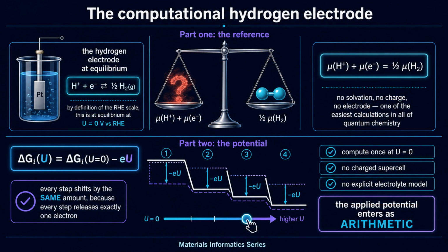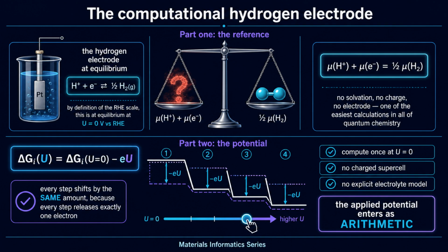That last observation is the whole idea. We never need the 2 chemical potentials separately, only their sum, and the sum has a reference system where it is trivially known. By definition of the reversible hydrogen electrode scale, at 0 volts, a proton plus an electron is in equilibrium with half a hydrogen molecule in the gas phase, so their chemical potentials are equal. The awkward pair is replaced by half of a gas phase molecule. Then the potential. Each step releases 1 electron, so raising the electrode potential lowers every step's free energy by e times U. Compute once at 0 volts.